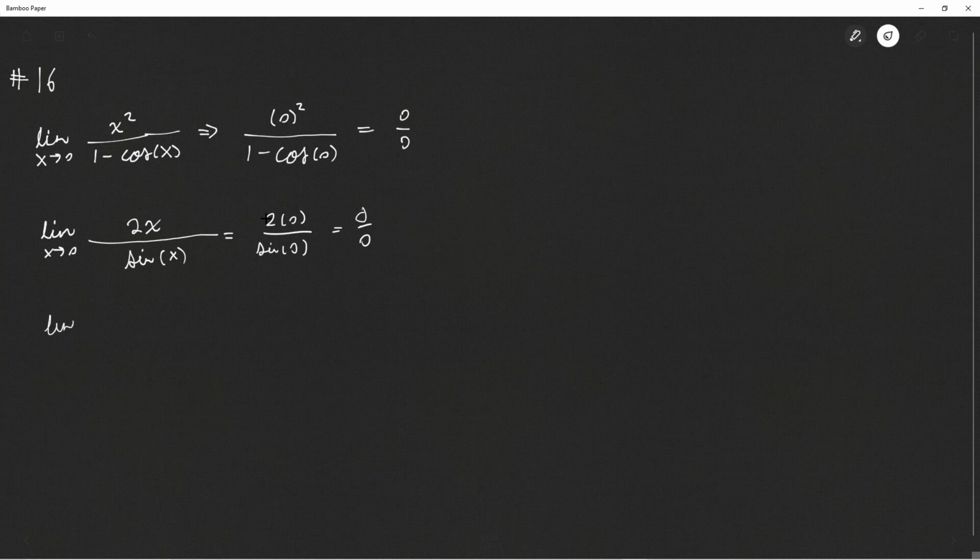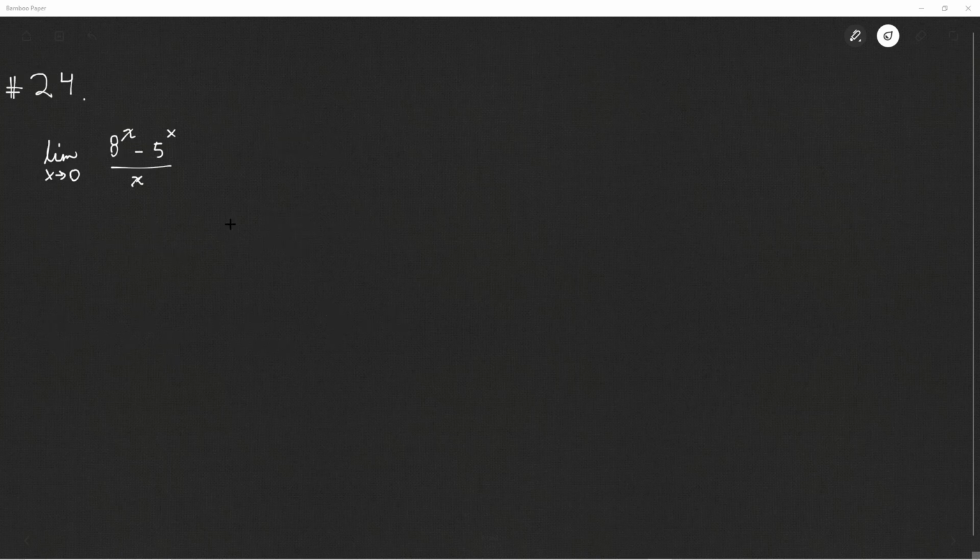So again, we'll get the limit as x approaches 0. However, our 2x now will just be 2, and our denominator will be cosine of x. So this will give us 2 divided by cosine of 0, which is 2 over 1, which gives us our final answer of 2. So whenever you get 0 over 0, no matter how many times you do it in a row, you just take another derivative of the numerator and denominator until you get your final answer.